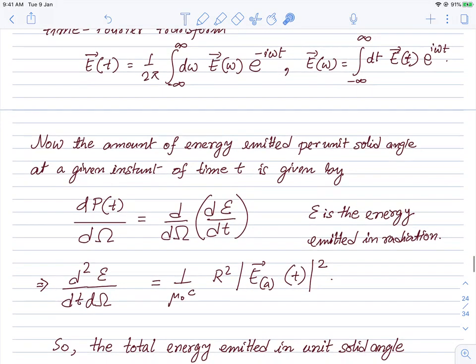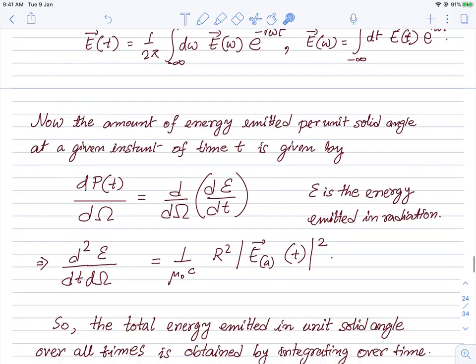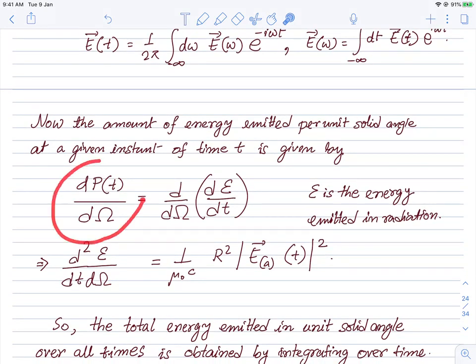Now, if you take the power which is emitted, let's say it's not emitted, let's say you are considering the detected power far off. Now, let us say that you compute this not at a particular instant, but you are interested in finding the total power that goes through the surface at all times.